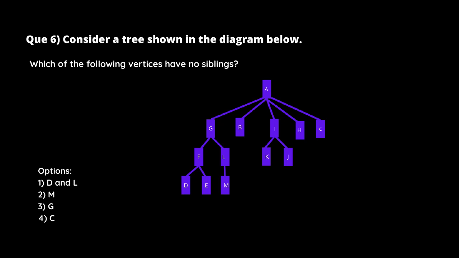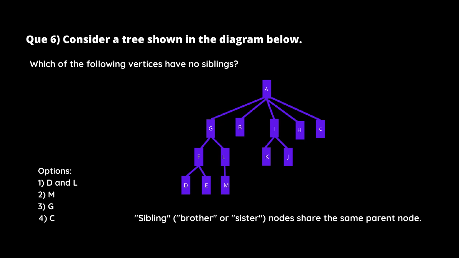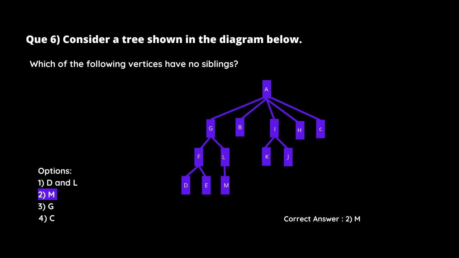Now first let us understand the meaning of sibling. Sibling means brother or sister. So if a tree has nodes which share the same parent, they are considered siblings. As you can see in this tree there are many nodes, but there is one node M which has no sibling. So this will be the correct option because M has no siblings. That is why our answer is M.